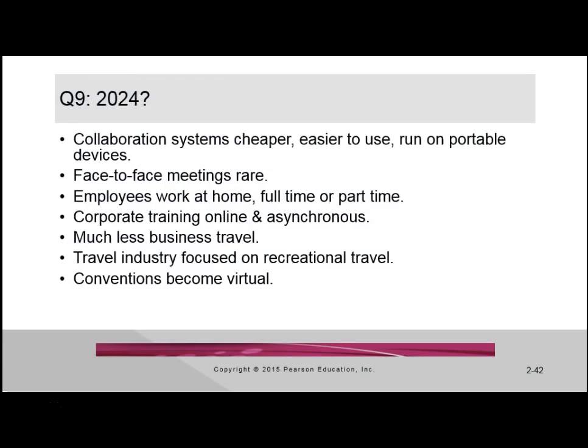There's some other things in here. What's going to happen in the future? A lot of the things that can happen in the future now: face-to-face meetings will be rare. Employees work at home full-time or part-time. Corporate training is online and asynchronous, much less business travel. This is all the results of these kinds of things. Conventions become virtual. Travel focused on industrial, recreational travel, not business travel. Collaboration systems are cheaper, easier to use, run on portable devices. Moore's Law driving all those things down.